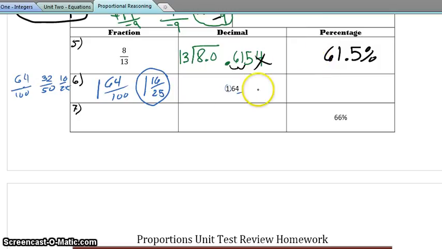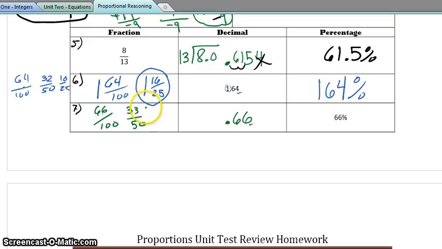Percentage, move that decimal 2 places to the right. It's 164%. Okay, 66%, move that decimal back to the left to get 0.66, and that would be 66 over, again, 100, because the 6 is in the hundredths. Let's say you don't want to divide by 4, you got 33 over 50. Oh, that's all you can do. Look at that. Final answer.